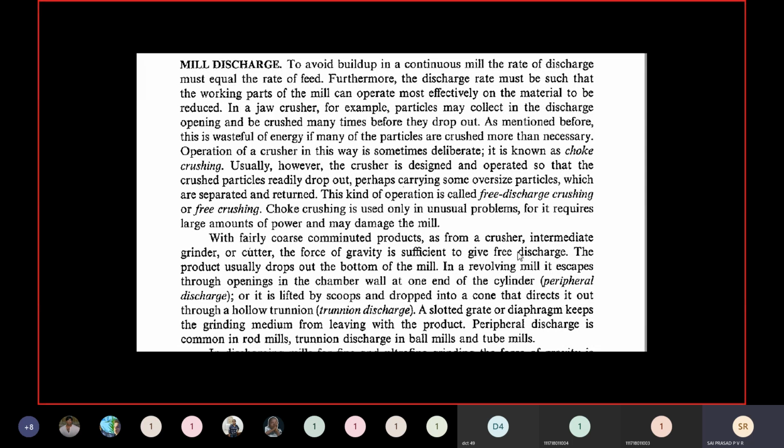Instead of that, what are we doing? We are blowing air so that this air will carry the small particles from the crushing zone. Means we are supposed to have a separate facility for removing the particles from the crushing zone when the size of the particle is very small. That is important. But when the size of the feed is larger, it's the gravitational force which will take care of the problem.